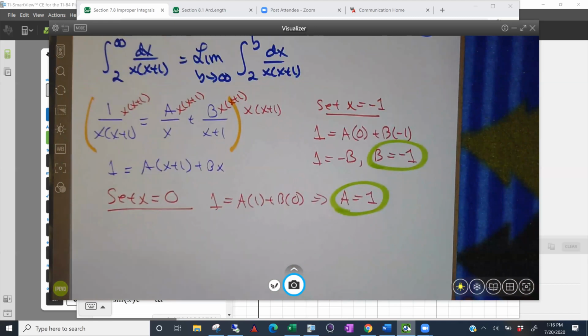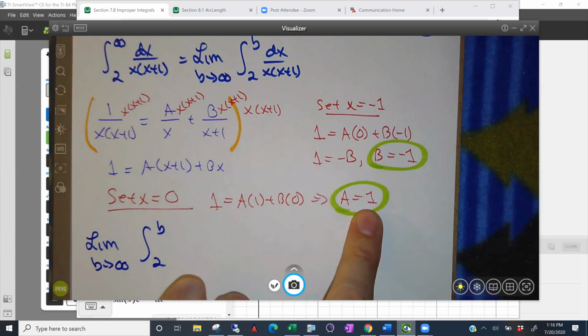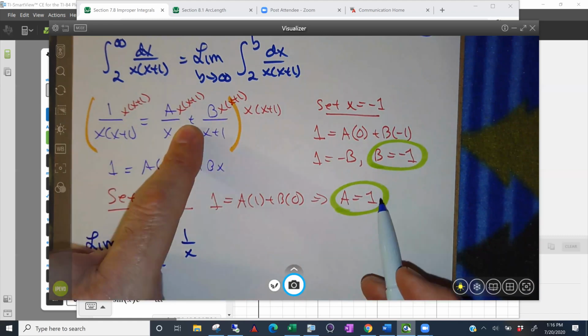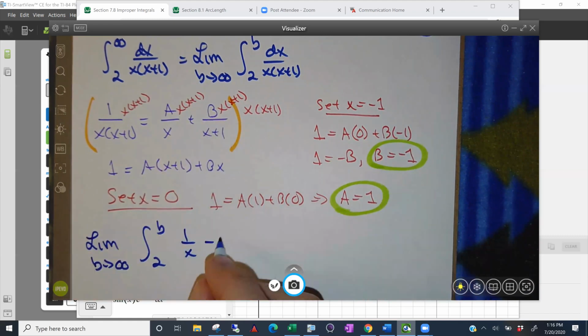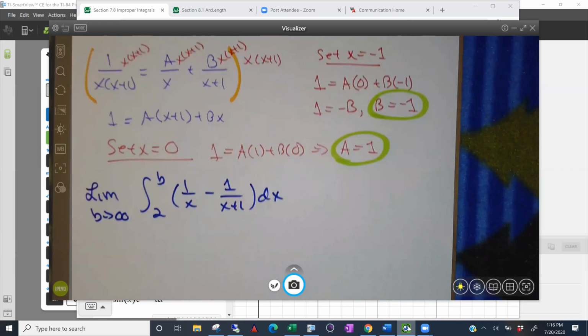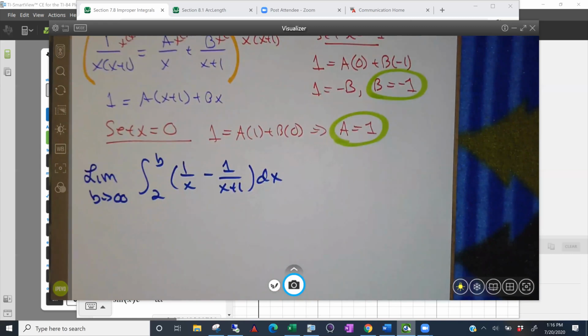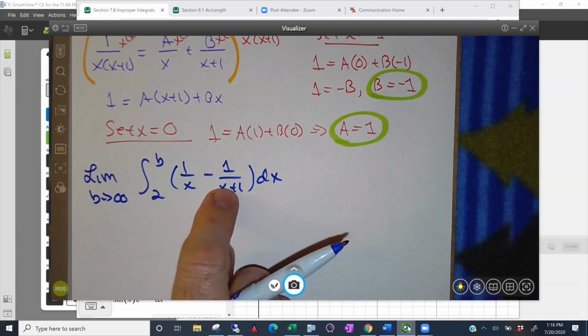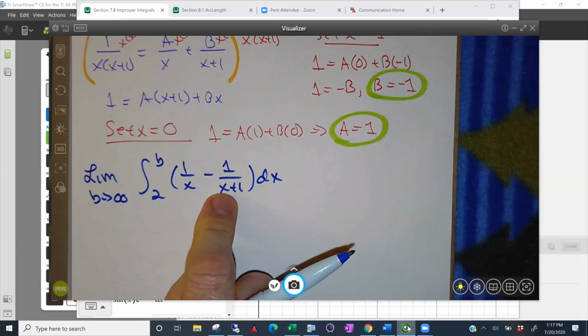So let me jump back into this problem then. As the limit as b approaches infinity of the integral from 2 to b, this time I'm going to rewrite it as 1 over x minus, because I got a negative 1 there, minus 1 over x plus 1 dx. Okay, that's fine. Let's keep going. Both of these are terms that we can integrate, right? What's the antiderivative here?